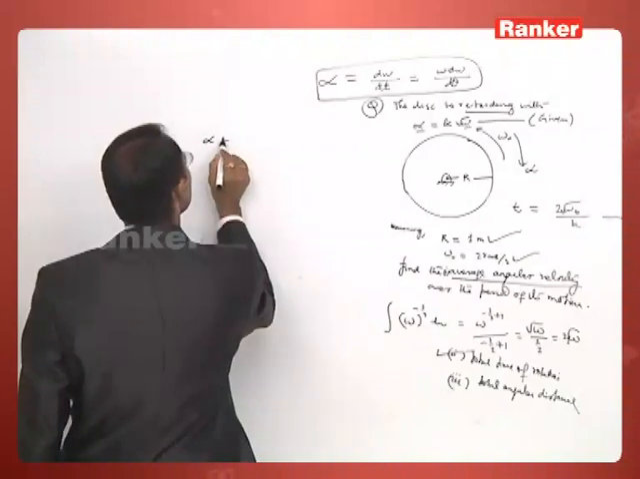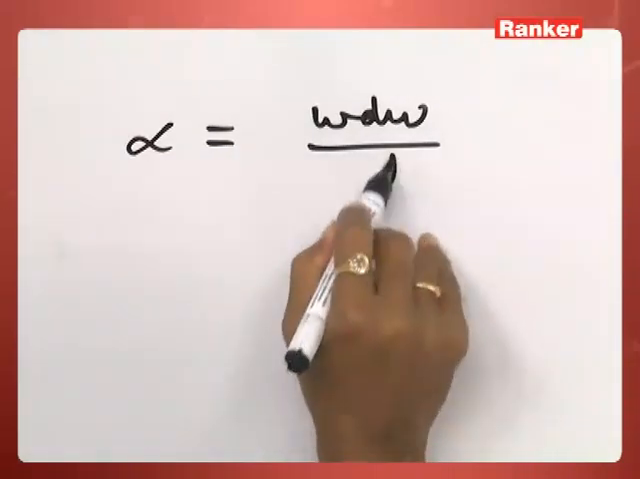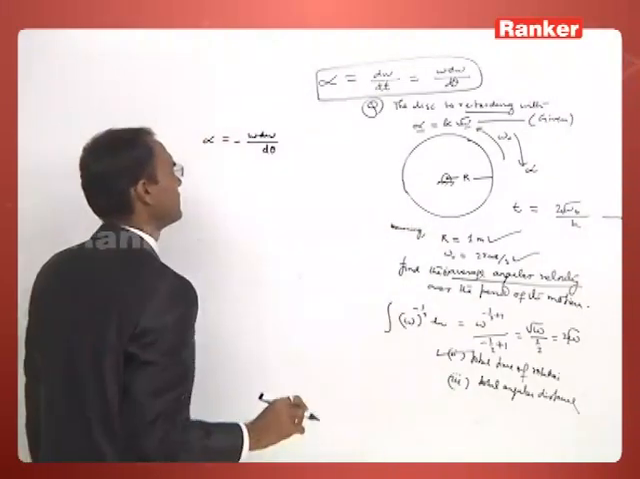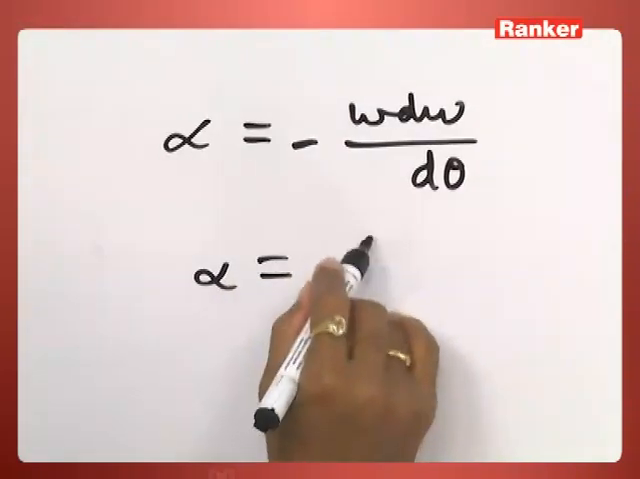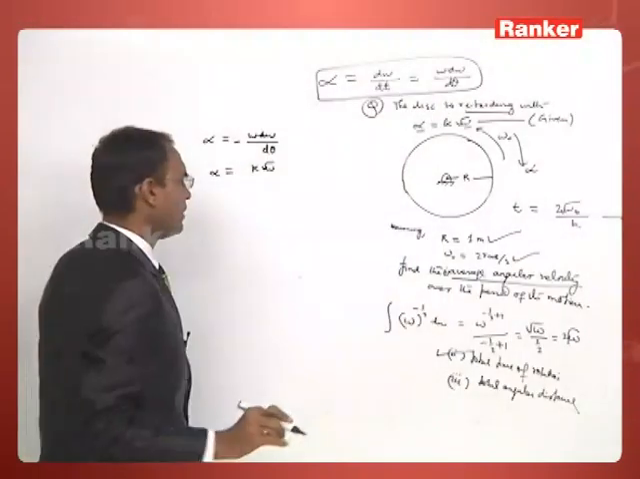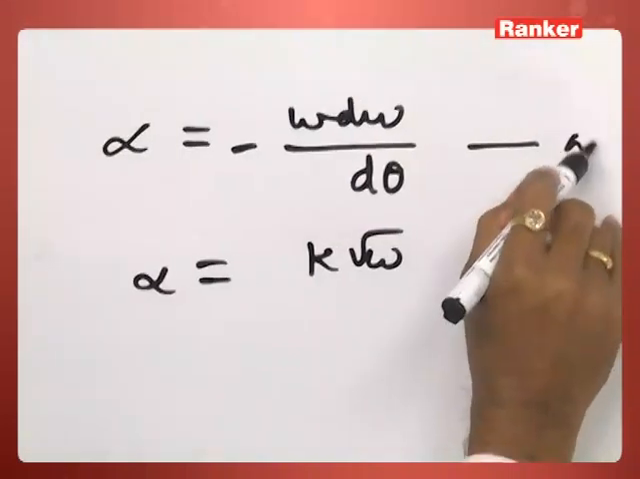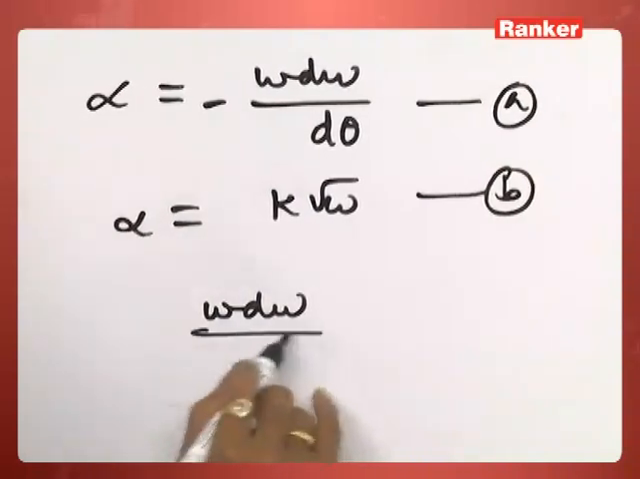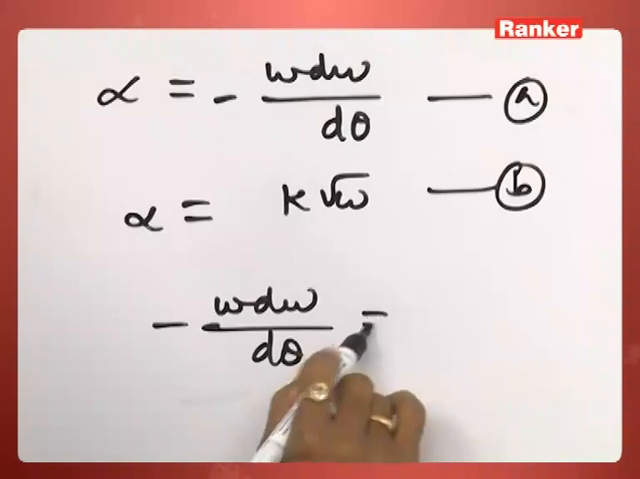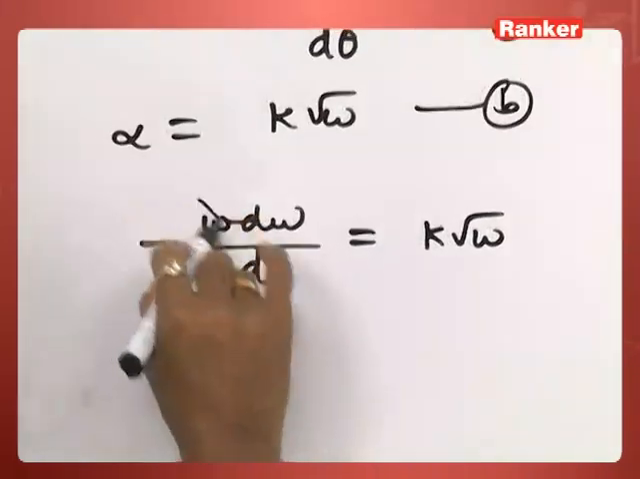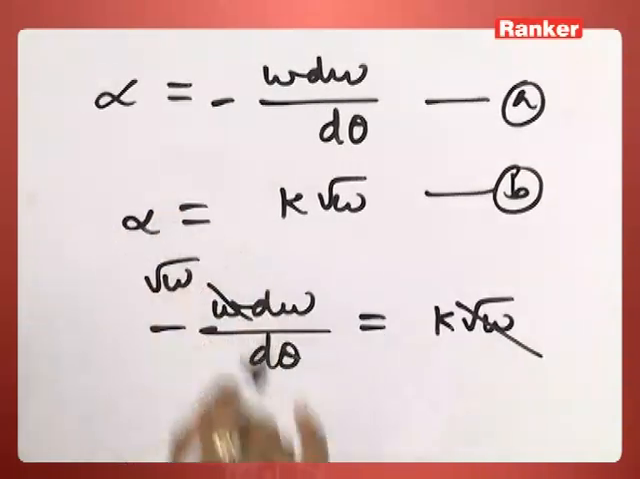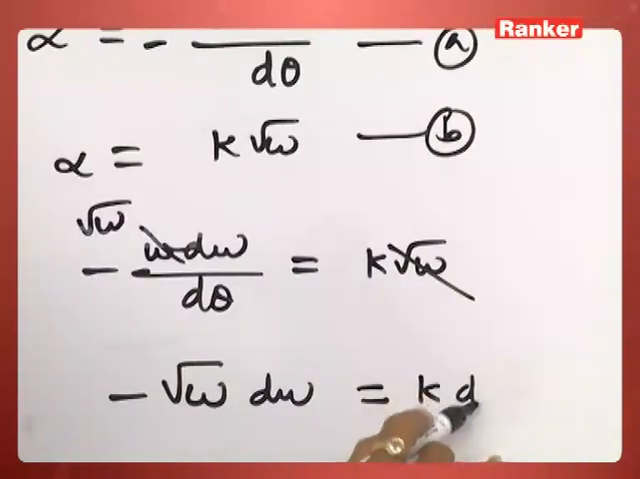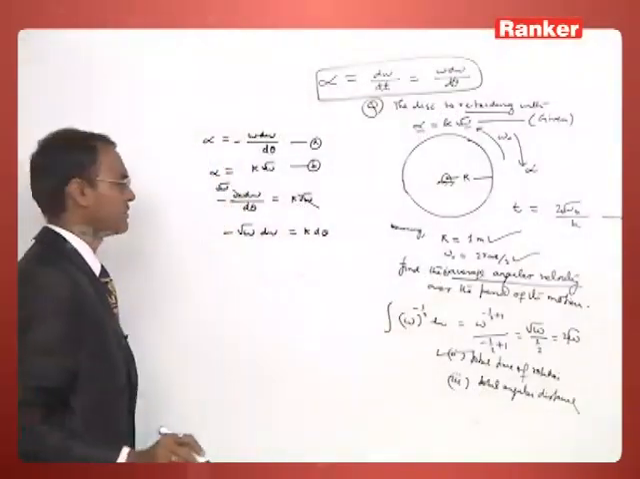Writing alpha is equal to omega d omega by d theta, since it is retarding, you can put a negative sign, and alpha is equal to k into square root of omega. Using these two equations, we can write negative omega d omega by d theta is equal to k square root of omega. This will get cancelled, and you will get square root of omega d omega with a minus sign is equal to k into d theta. This is the separation of variables.